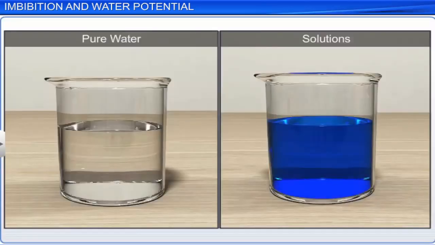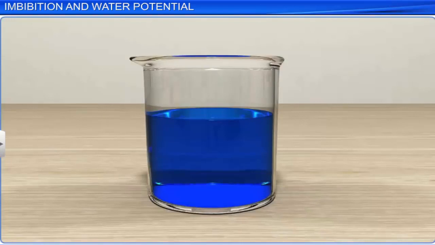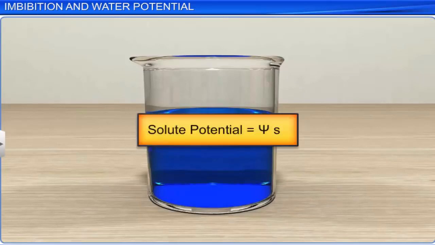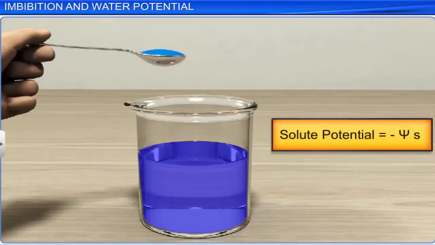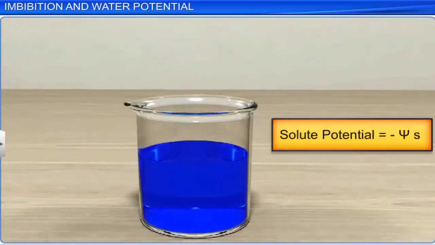Therefore, we can easily conclude that pure water has the greatest possible water potential, whereas the water potential of all solutions is less than that of pure water. The magnitude of the lowering of water potential due to the addition of solutes is called solute potential. Solute potential is represented by the letter psi s, and it is always negative.